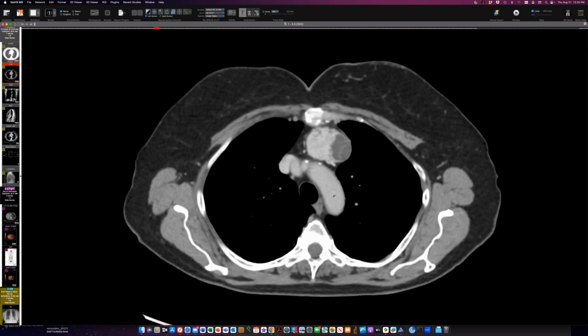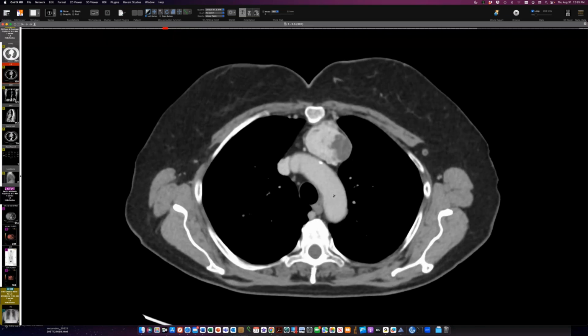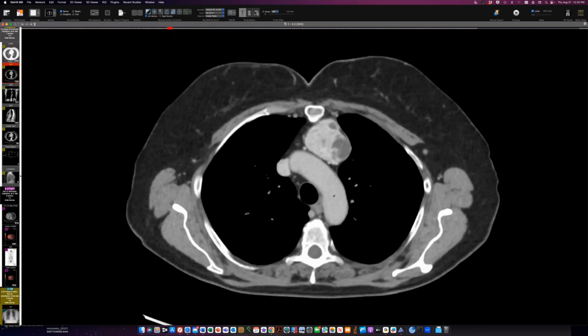So the paraganglioma is a... I'm sorry, what? What about a germ cell tumor? Paraganglioma. I've never seen a germ cell tumor enhance this much. You guys agree?